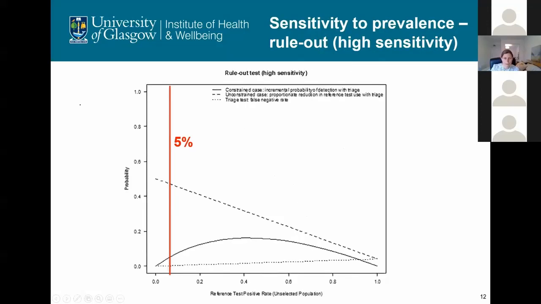Similarly, for the rule-out test with the high sensitivity, the same metrics. So the solid line is the incremental probability of detection. You see that we were at, I think it was about 4% at 5% prevalence. So you're still delivering more cases, even with the lower specificity. And you've also got lower proportionate reduction in reference test use, because we saw that started at, in our base case, just under 50%, and that's reducing as prevalence increases. And the false negative rate.